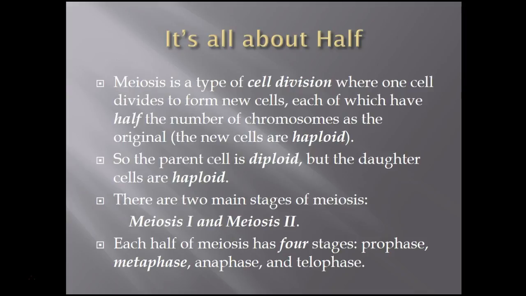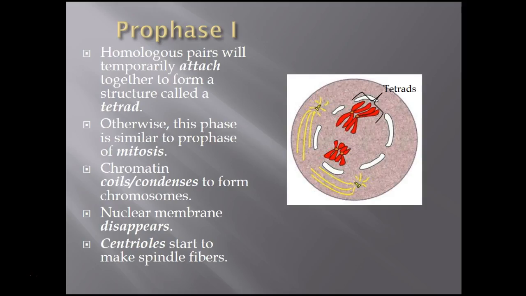There are two main parts of meiosis: meiosis 1 and meiosis 2. Each phase has 4 stages, and you'll recognize these from mitosis. The PMAT stages: prophase, metaphase, anaphase, and telophase. In prophase 1, and this is important, homologous pairs of chromosomes will temporarily attach to each other and form a structure called a tetrad.